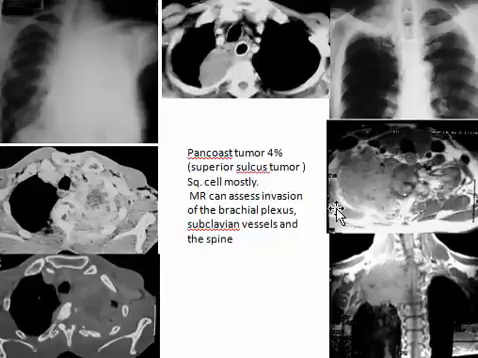Here, for example, there is encroachment. Here there is encroachment on the region of the brachial plexus and subclavian vessels, and encroachment on the spine. These all are better seen in MRI. So the spine, the subclavian, and the brachial plexus are well seen in MRI, while the bones, the destroyed ribs and vertebrae are well seen in the CT, and the whole thing is seen in just X-ray as opacity at the apex. May be small, may be large enough to extend and involve most of the lung.